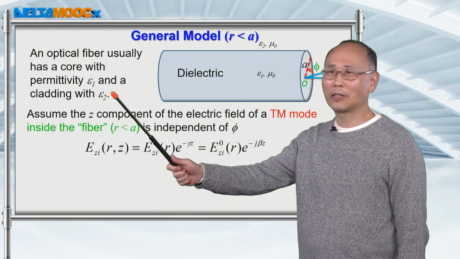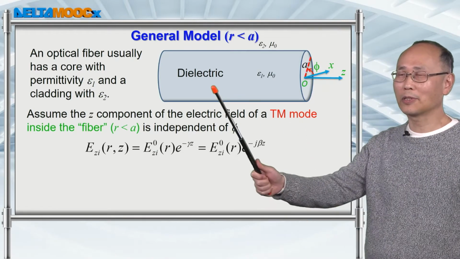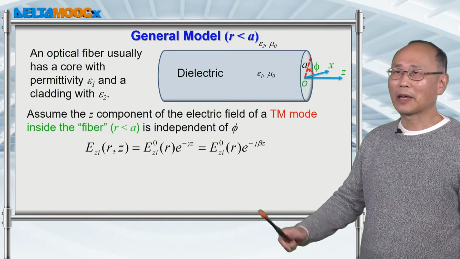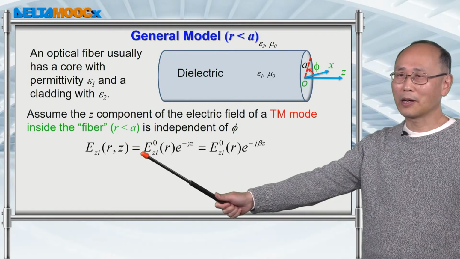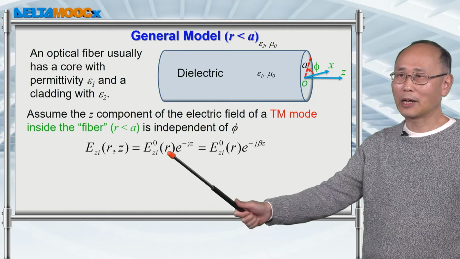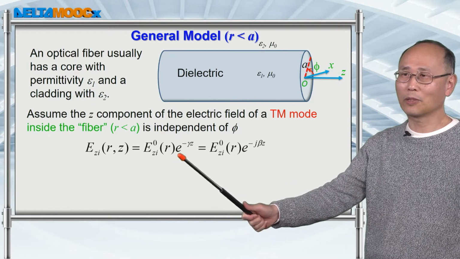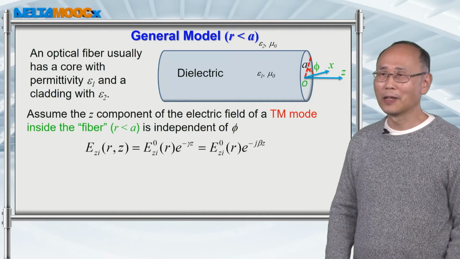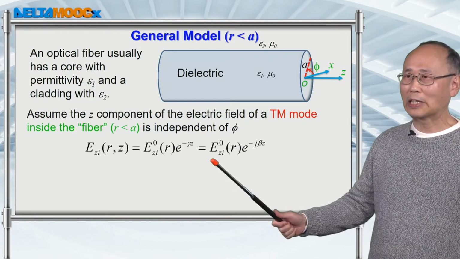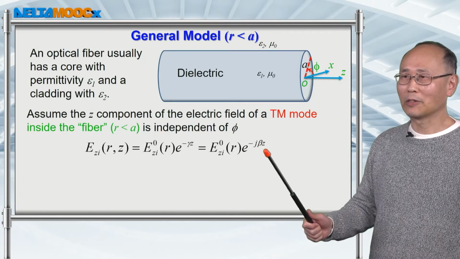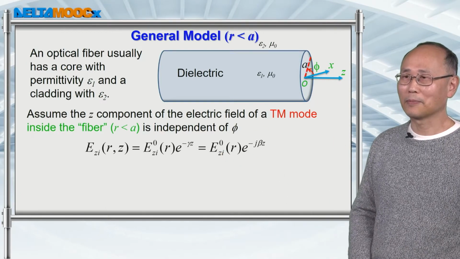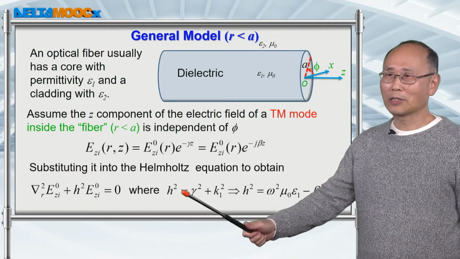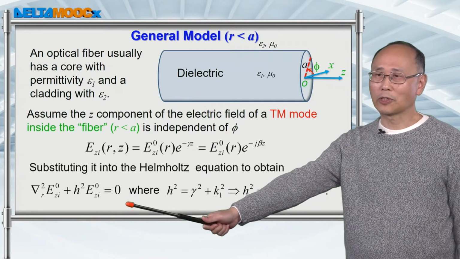So let's take TM0 as one example. Suppose there's a TM0 field propagating inside this optical fiber, and we write down the electric field along the z direction like this. Again, to simplify the discussion, we remove the variation along the phi direction. Since this wave is guided, there's a propagation constant along the z direction, and there's r dependence of the field. Let's put this equation into the Helmholtz equation.